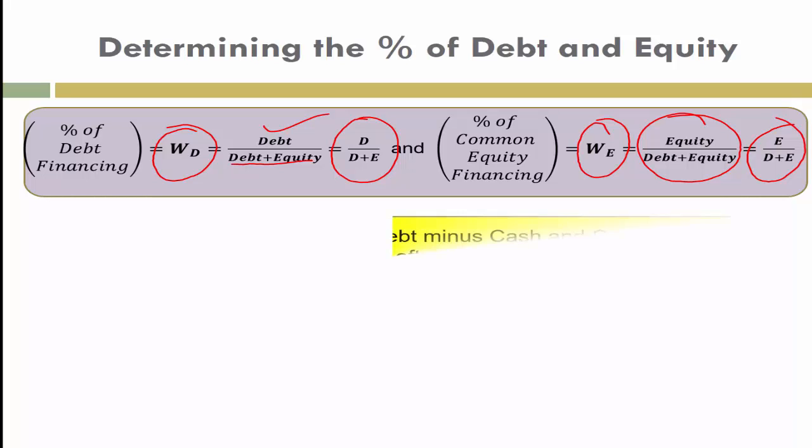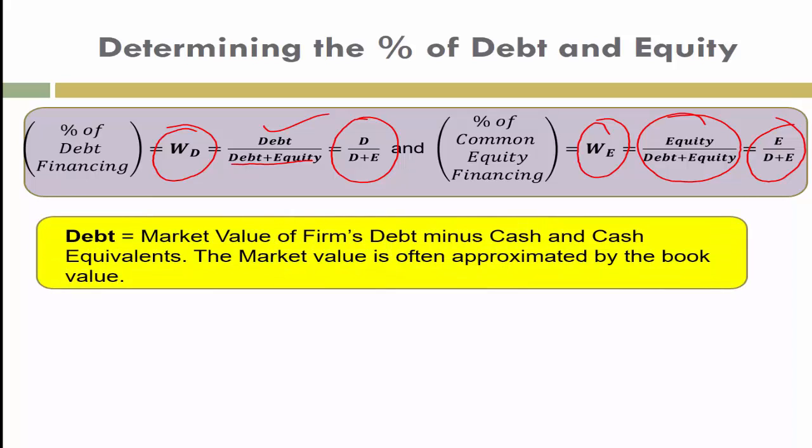So how do you calculate the debt part? Remember, the debt is always the market value of debt minus cash and cash equivalents, and this is usually referred to as net debt. We use the net debt because we're trying to figure out the cost of financing for the long run, and we want to focus on the long run debt portion.